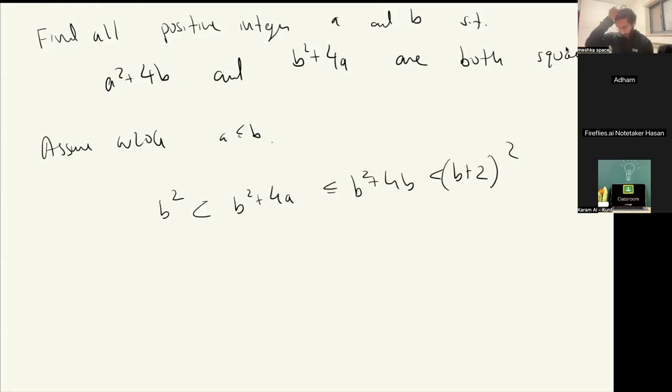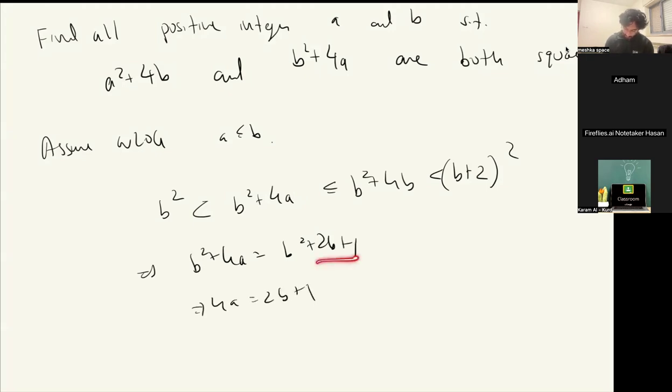Does that make sense? So B squared plus 4A equals B plus 1 squared. Yeah, exactly. But that's not possible, right? Because one is even, like 4, you get this, right? So this is odd and this is even. So it's not possible.